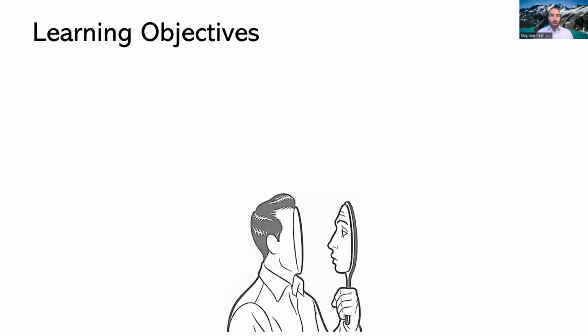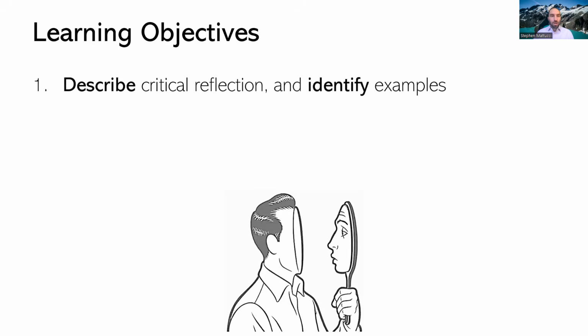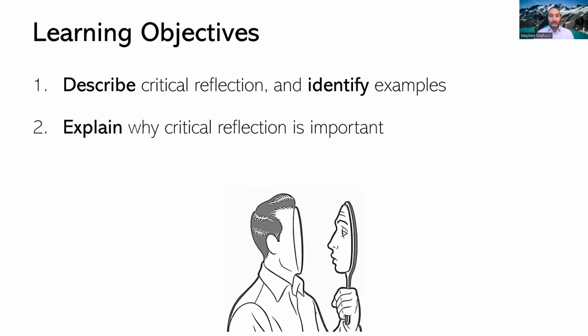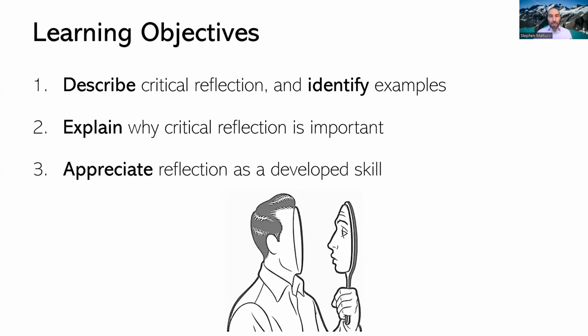So our learning objectives for this session are to be able to describe critical reflection and identify some examples, to explain why critical reflection is important, and finally, to appreciate that critical reflection is in fact a developed skill. You shouldn't know how to do this already. We're working to help you get better at this.